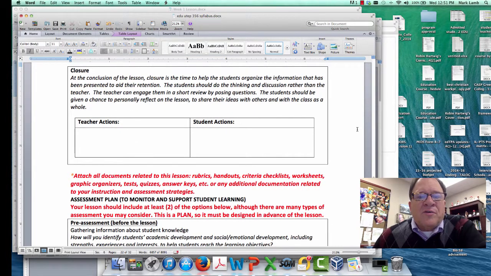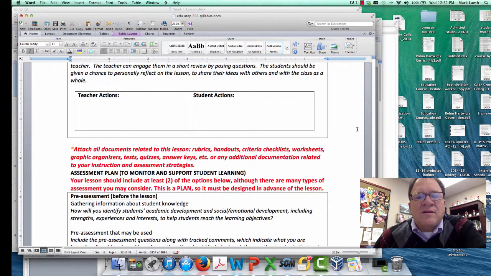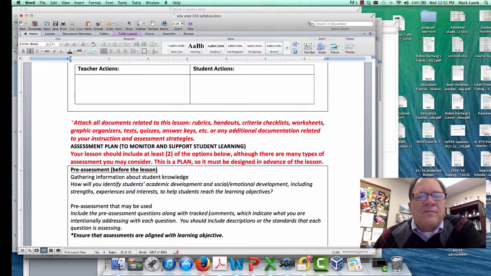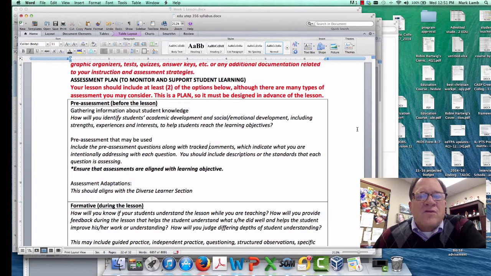Make sure you're going to include all documents related, such as rubrics, handouts, any kind of worksheets you're having the students do, graphic organizers. If you give any kind of assessment, include that, as well as the answer key. Okay. Once you've done that, you're going to be talking about how you're going to assess that. How are you going to know that your students have learned what you were planning to teach?